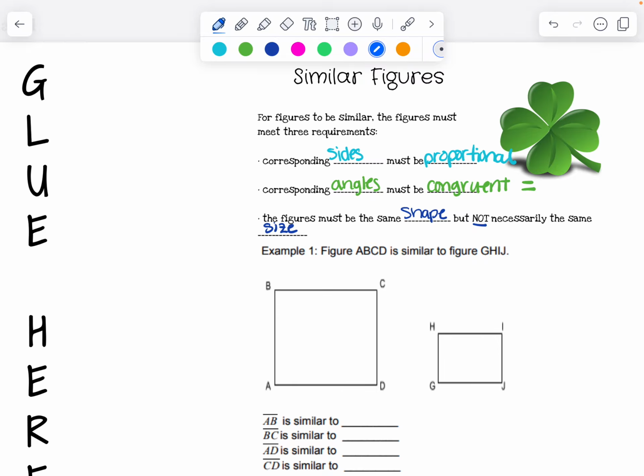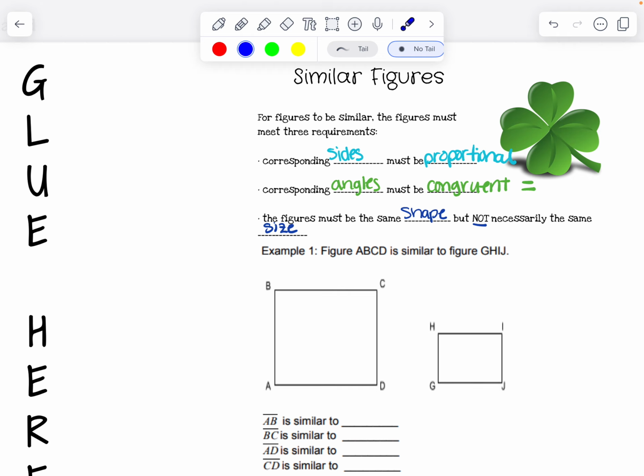But similar figures have to have 3 requirements. The first one, they have to have corresponding sides that are proportional. The second thing is they have to have corresponding angles that must be congruent. So for example, if this angle is 90 degrees, that means that the corresponding angle is also 90 degrees. That means that they're equal, but just the angles, not the sizes of the lengths.